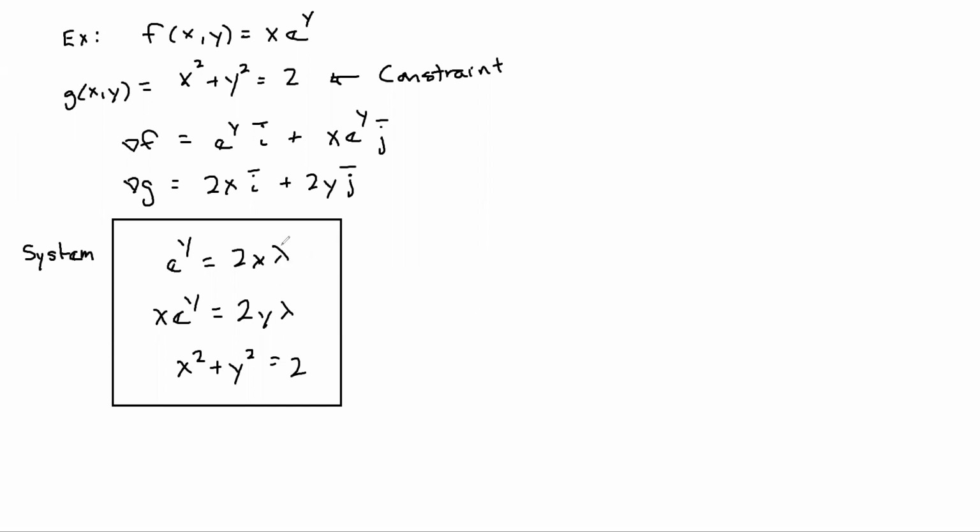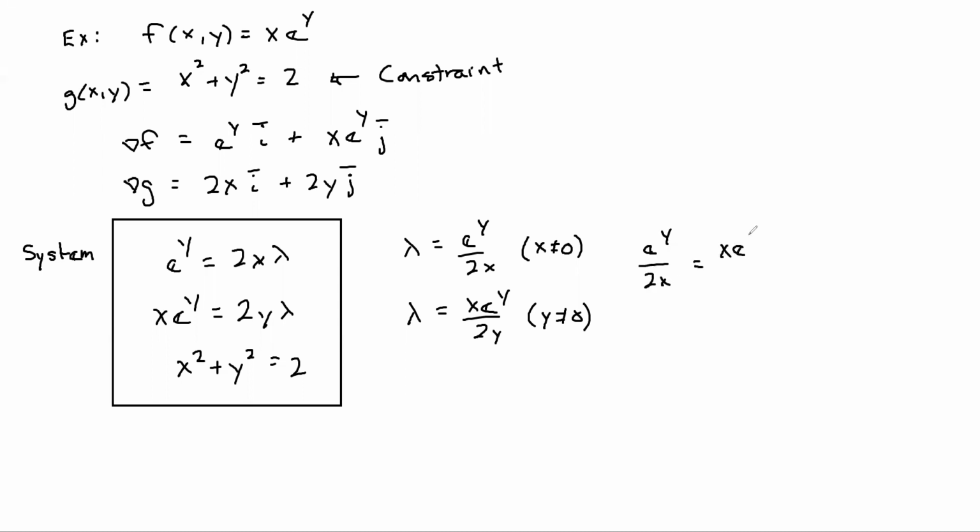This time, I'm going to solve for lambda in both of these two equations, and then I'm going to set them equal. So lambda equals e to the y over 2x, and here we're assuming that x is not 0. Lambda equals x e to the y over 2y, and we're assuming that y is not 0. Once I've done that, I'm going to set them equal. So I get e to the y over 2x equals x e to the y over 2y.